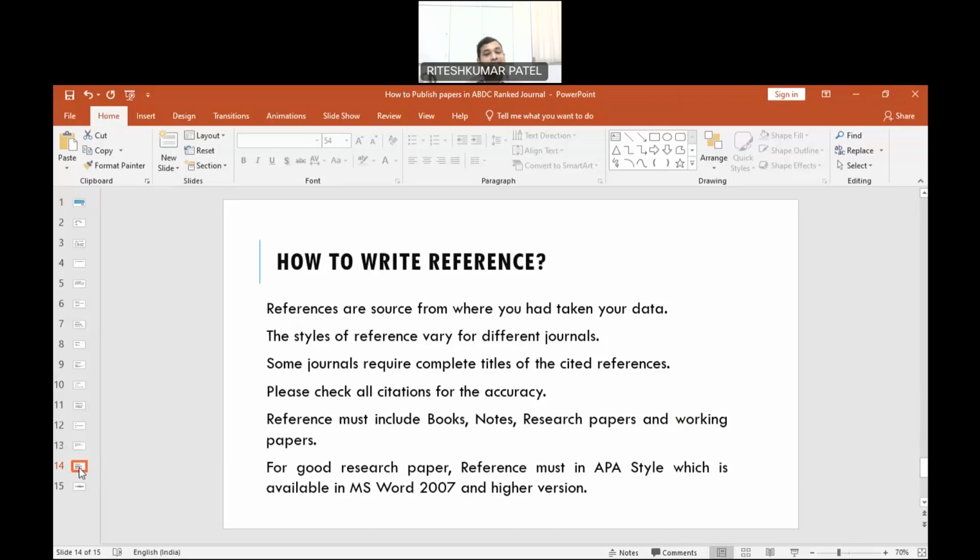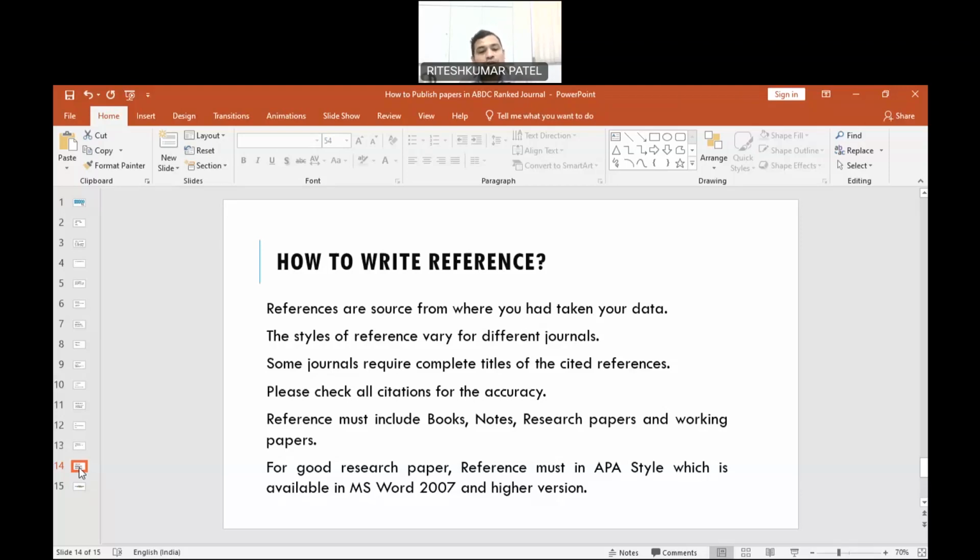Some journals require the complete title of the cited references. The style of references differs from journal to journal, and the citations are different for each kind of outcome, whether it is books, notes, research papers, or working papers. For everything, it is different. The different materials we have used require different methods of citation, and the reference styles also vary from journal to journal. Which style we want to follow and how we want to go, that we can decide.